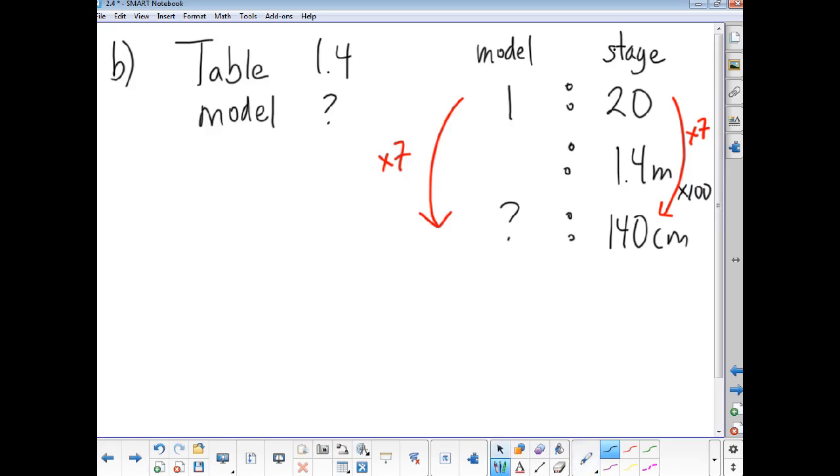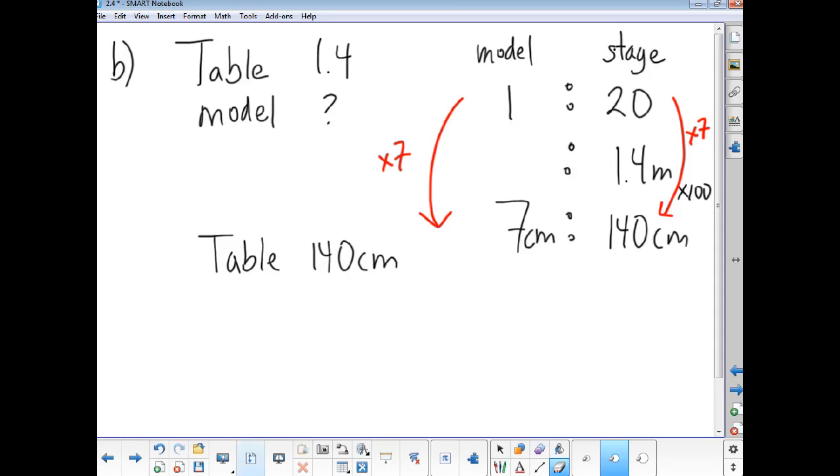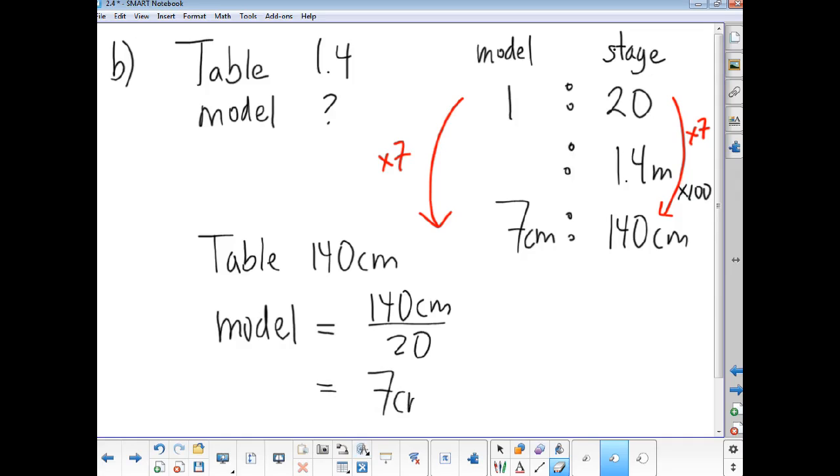And that's going to mean that our model will be 7 centimeters. That's one way to do this, to work with equivalent ratios. The other way is to simply say, well, our table is 140 centimeters, and because the ratio is 1 to 20, the table is 20 times bigger than the model, so the model would have to be 140 centimeters divided by 20, because it's 20 times smaller. So that's going to also give us 7 centimeters. So there are 2 ways to answer this particular question.